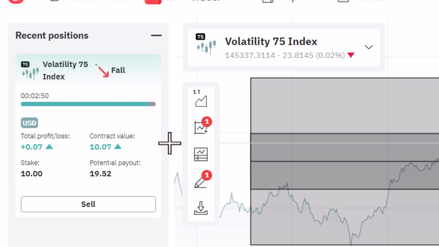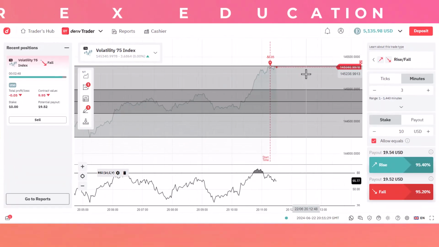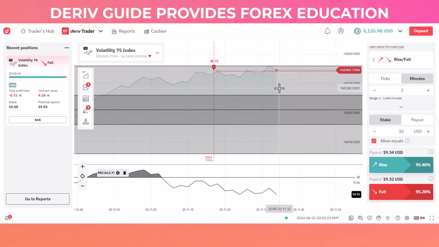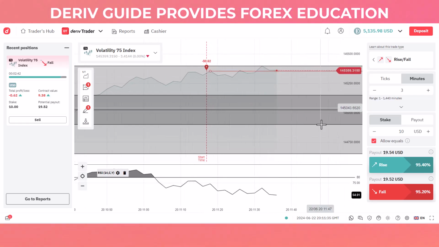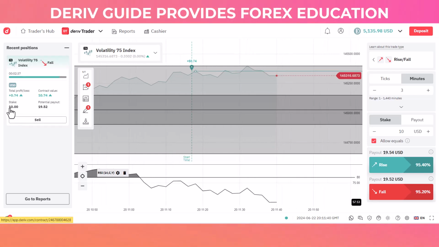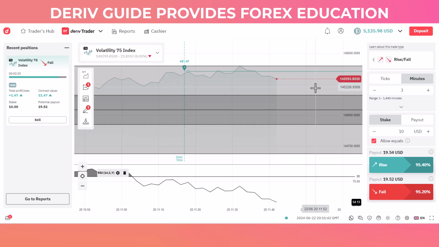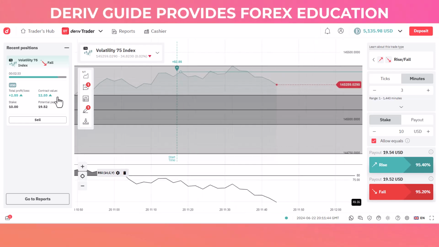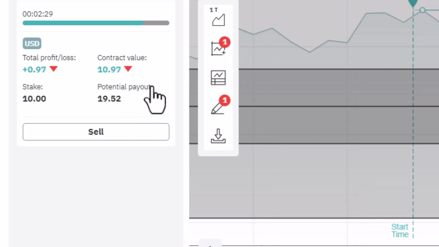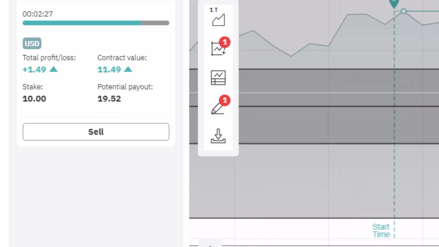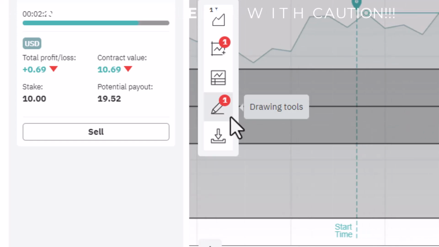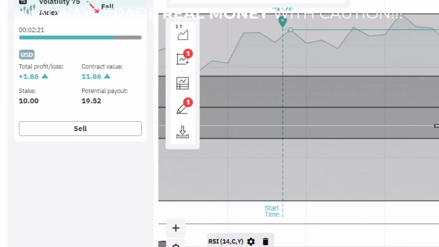After 3 minutes, if it is below this very line here, then we are good to go. If it is above the line, we lose only that which we have staked, which is $10. But if it is below it at the end of 3 minutes, we are going to have 19.52 in our payout, which means we're making a total of $9.5 on that trade.